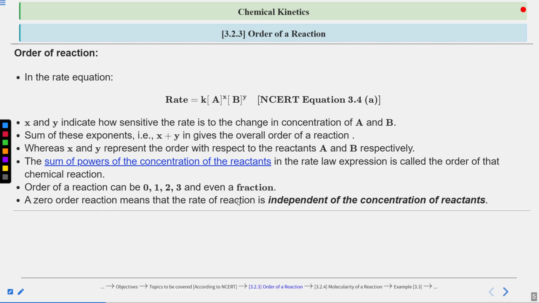So a zero order reaction means that the rate of reaction is independent of the concentration of reactants, right? Because if you write A to the power x as A to the power 0, then A to the power 0 becomes 1, right? That means rate becomes equal to k. There is no concentration of the reactants present in the case of a zero order reaction. That's why we say that in a zero order reaction, the rate is independent, meaning it is not affected by the concentration of the reactants present in that reaction.